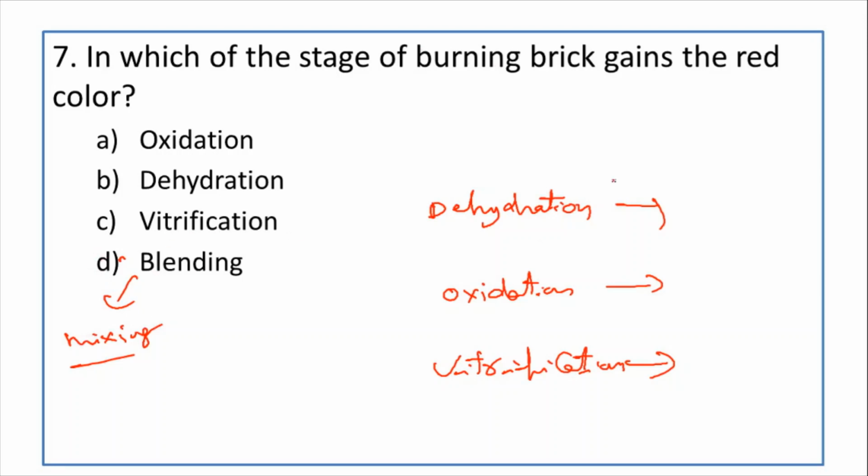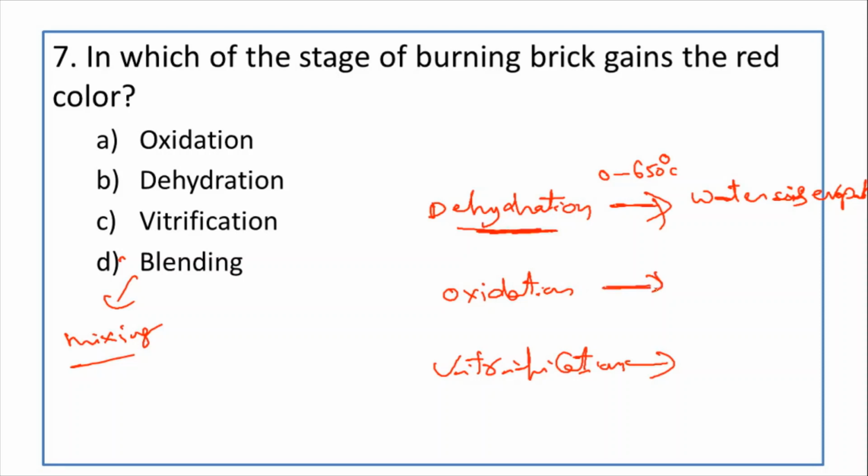Then in the dehydration stage of burning, the temperature will be usually 0 to 650 degrees centigrade, and in this stage water will be evaporated. In this stage what happens? Water is evaporated. You can see in the option itself: dehydration means evaporation of water.